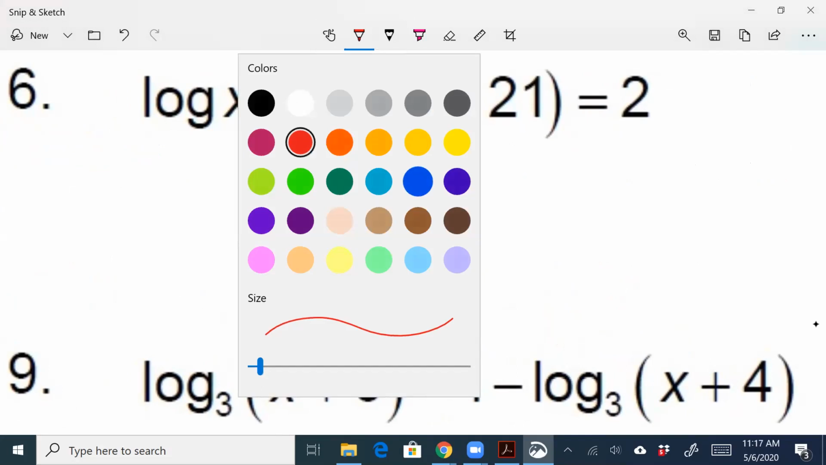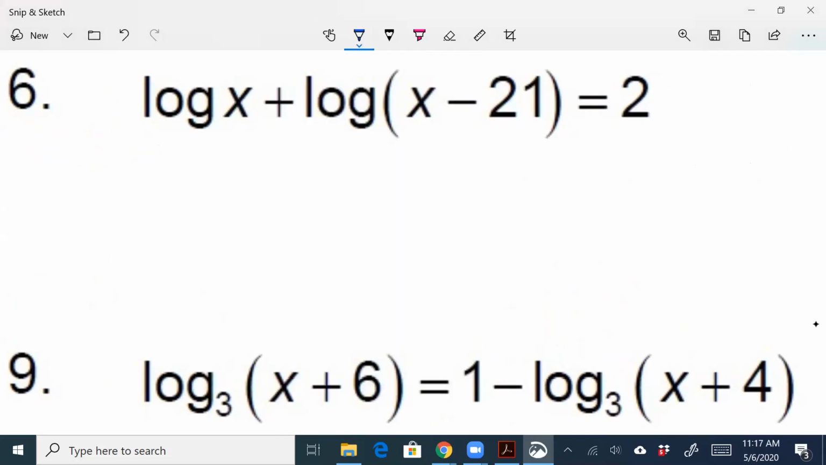And so with this, let's see. I have log, since they're being added, let's put a bracket, x times x minus 21, and that's equal to the other side, which is 2.